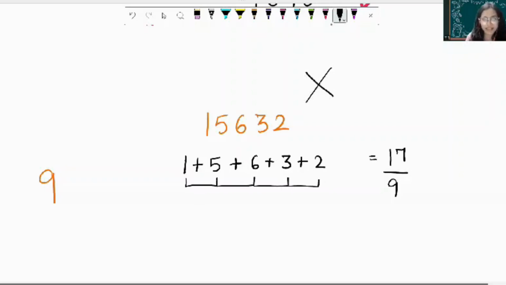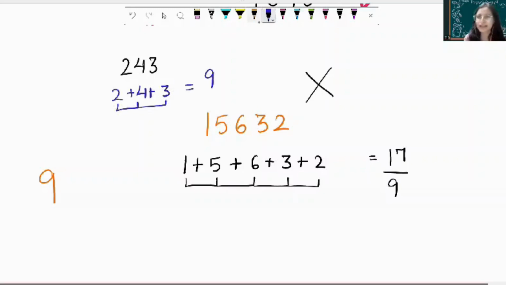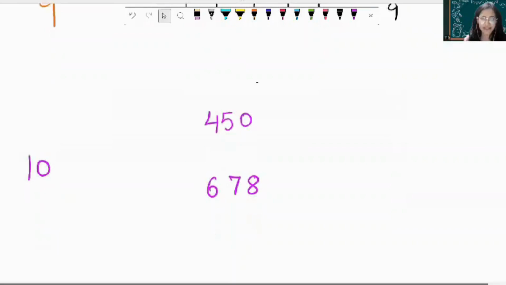So, if we are taking 243, let's check this one. Here, 2 plus 4 plus 3. How much is it? 2 plus 4, 6. 6 plus 3, 9. So, 9 is divisible by 9. So, we say the whole number is divisible by 9. Let's mark it.